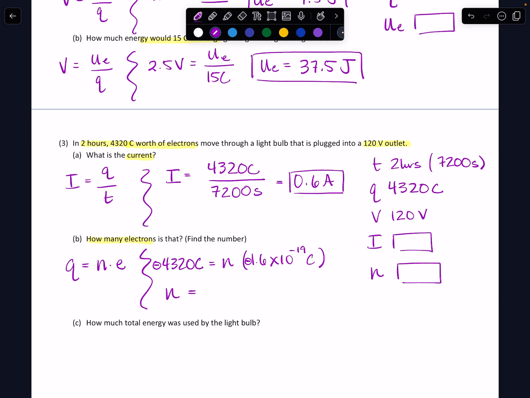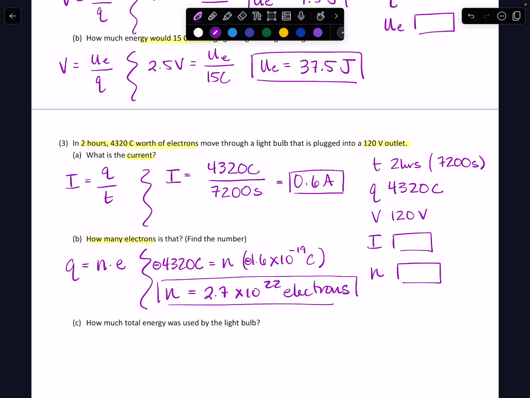Now, N should always be sign-free. It's not positive or negative. It's just a number of things. All right, so I divide 4,320 by the value for E, and I find that I must have 2.7 times 10 to the 22nd electrons that are moving in this circuit.